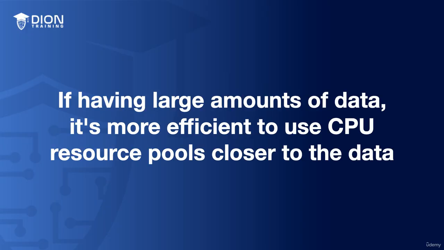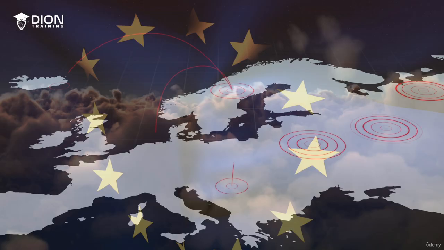When dealing with large amounts of data, it's more efficient to use CPU resource pools closer to the data rather than moving the data to the computing power. For example, Dion Training might want to use locality to use European-based data centers to store and process the data from European Union consumers.